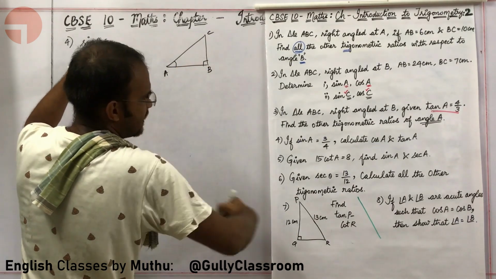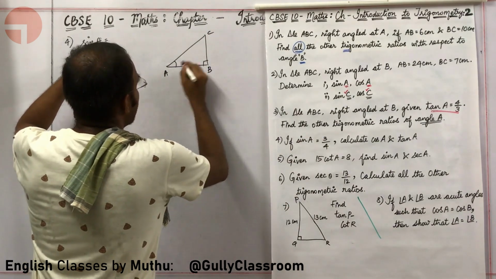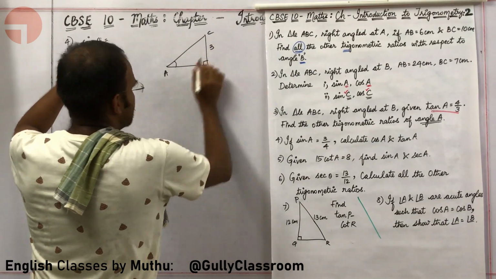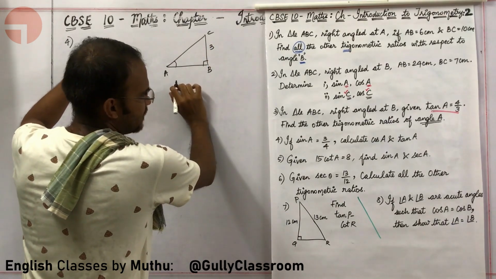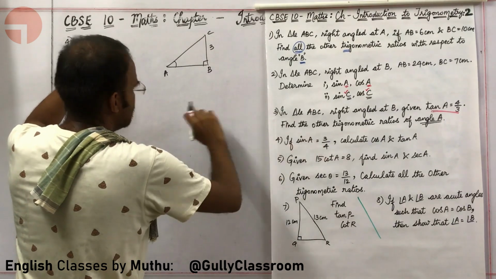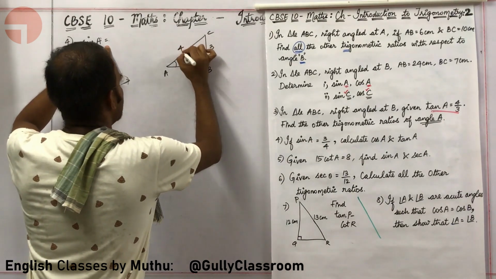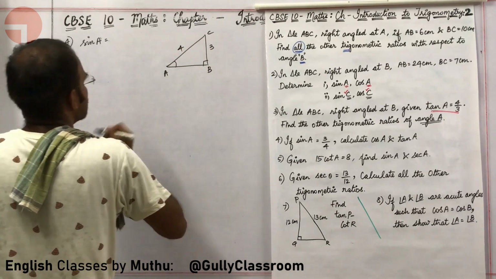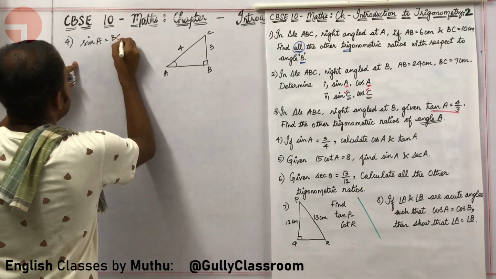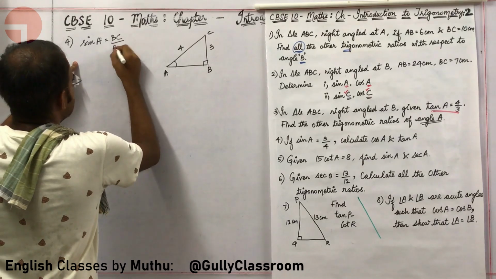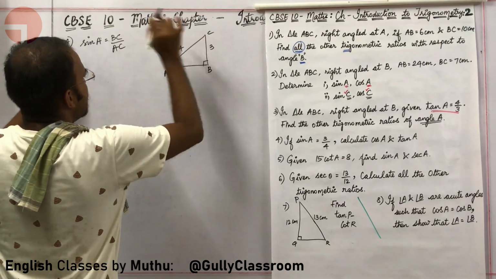Sin A is, let us check over here, 3 by 4. Opposite side is going to be 3. Am I getting this right? Yes. Sin A is 3 by 4. Opposite is going to be 3. Hypotenuse is going to be 4. Okay, sir. So sin A is basically BC divided by AC, which is opposite by hypotenuse.